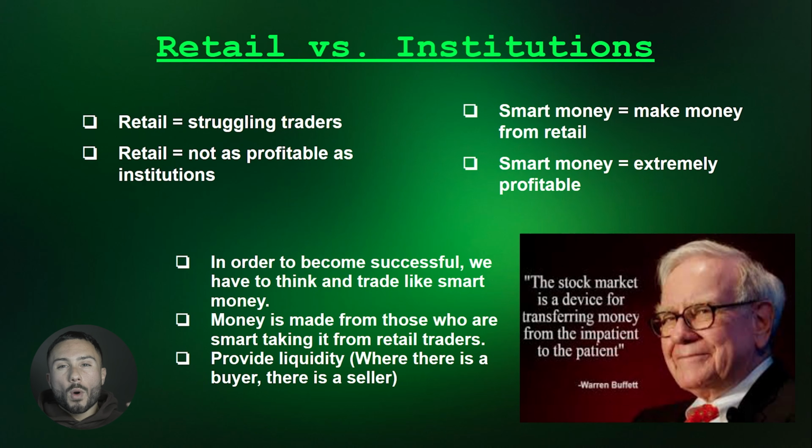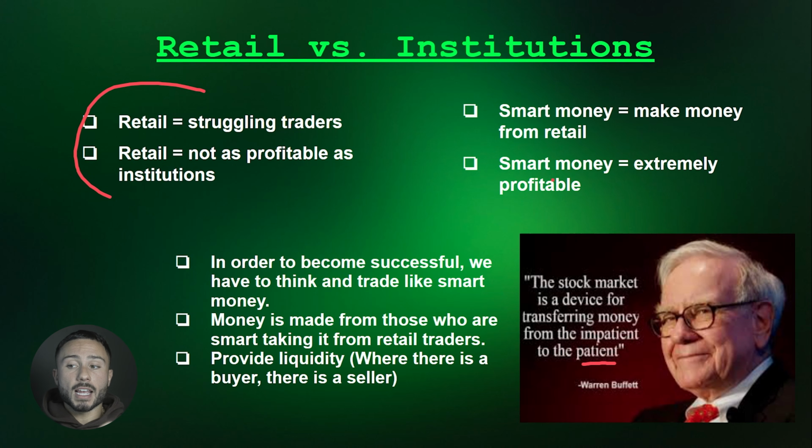This is what I don't want to call smart money does, because that's a term a lot of traders use in this trading community and I don't really like it. Also institutional type of trading, smart money trading, let's just call them patient traders, right? Patient versus impatient traders. Warren Buffett talks about this, that the stock market is a device for transferring money from the impatient, let's call them impatient retail traders, to the patient, let's call patient traders more smart money or institutional or traders just with large pockets. Retail traders are struggling, they're not as profitable. Smart money is basically making money from retail traders and they are extremely profitable.